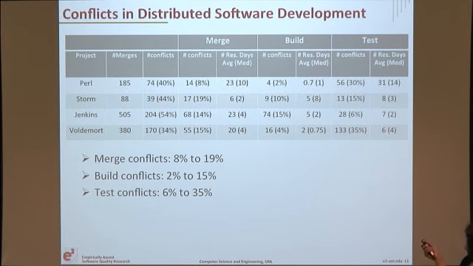Going through, it seems like build failures are the easiest for Perl to manage. Test and merges are difficult. And different projects show different profiles. But the takeaway home message is that between 8 to 19% of all merges have merge conflicts. Build failures of the clean merges range from 2 to 15%. If you look at the test conflicts, up to 35%. So there's a lot of problems out there.